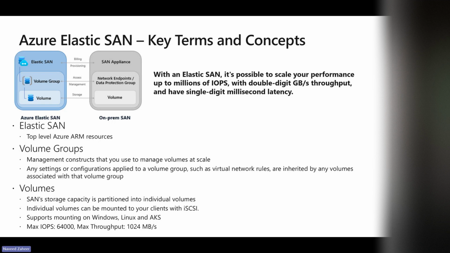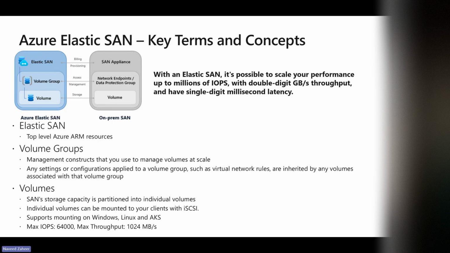In order to do that, you create volume groups in Azure. What these volume groups do is you can put network restrictions on them. You can create a private endpoint, or you can create what we call a service endpoint. So basically, allow a network, a subnet, access to that particular volume group, and whatever access that is, it applies to all the volumes.